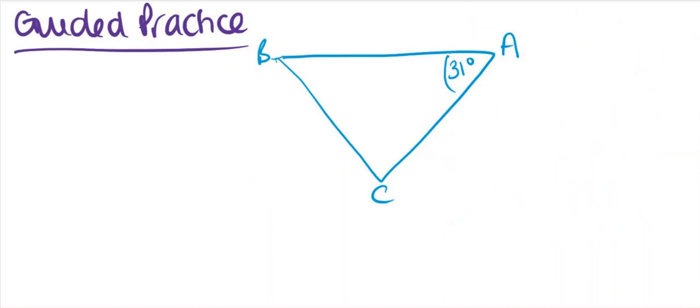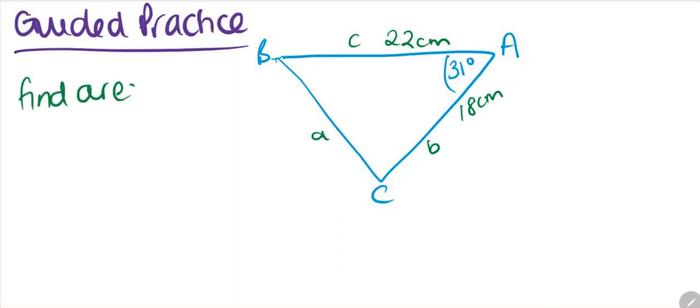Okay, so we have another question here. Let's say that little c is 22. I'm going to say that big A we don't know, and opposite B we have 18. So we're looking to find the area of triangle ABC.